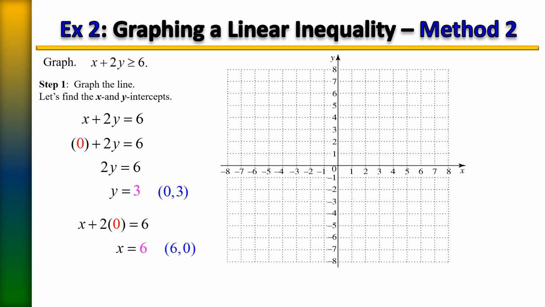Let's go ahead and plot these 2 points. So the first one is 0 and up 3. The other one is over 6 and stay at 0. And what kind of line are we going to sketch through those points? Well, if you can see, the inequality symbol tells us that we are going to sketch a solid line through those 2 points. And now our next step is to determine which side we're going to shade.